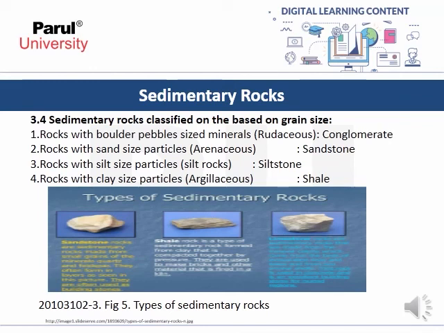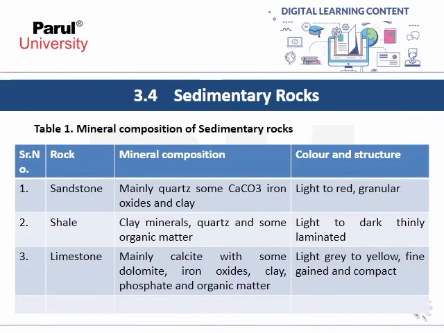Sedimentary rock is also classified on the basis of grain size: rock with boulder or pebble size particles is rudaceous, for example conglomerate; rock with sand size particles is arenaceous, sandstone; rock with silt size particles is silt rock, siltstone; rock with clay size particles is argillaceous, an example is shale. Then it is a sedimentary rock.